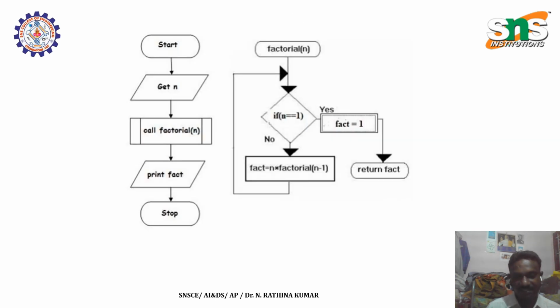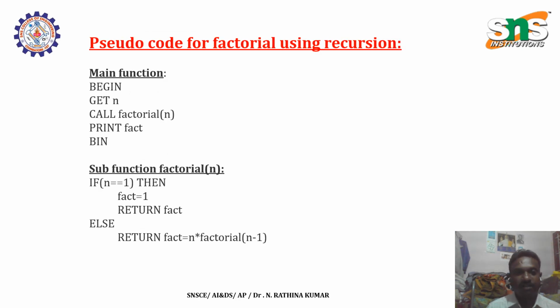The next is the flowchart for the given problem. So this is a pseudocode. I already told you how important pseudocode is for implementing a program. If you write pseudocode well, you can easily develop a program. Here, two functions are there: one is the main function, and the other is the sub function.